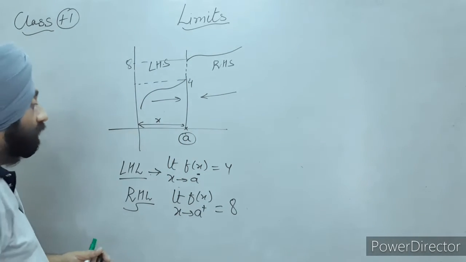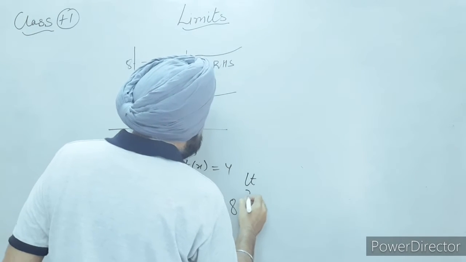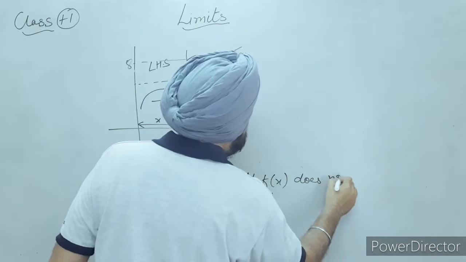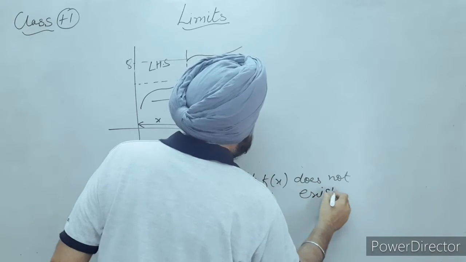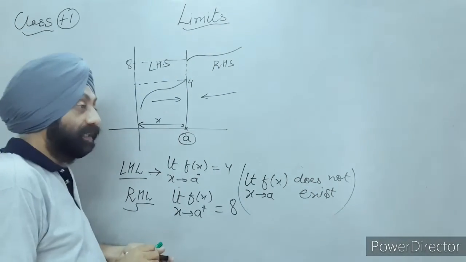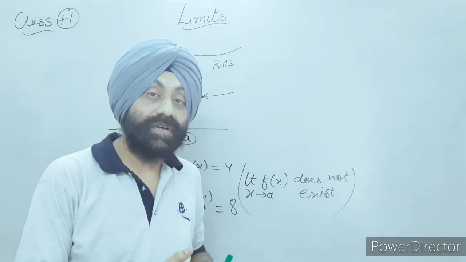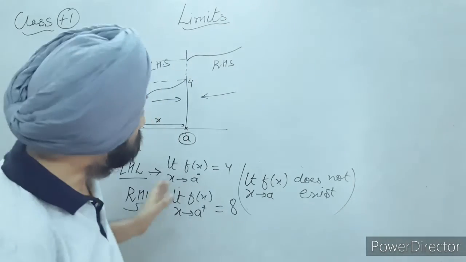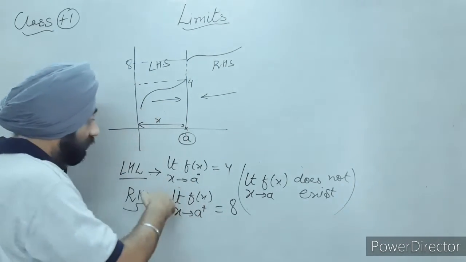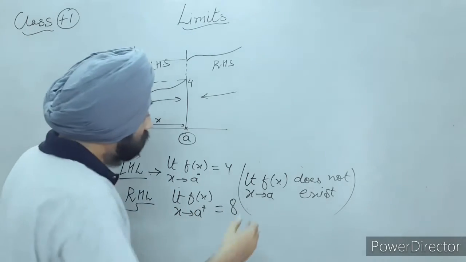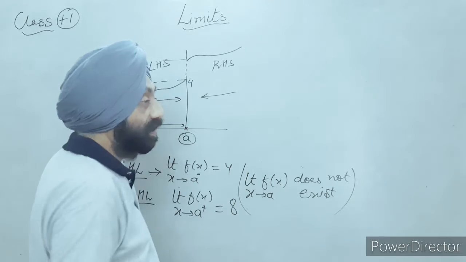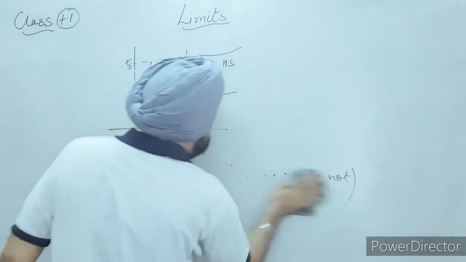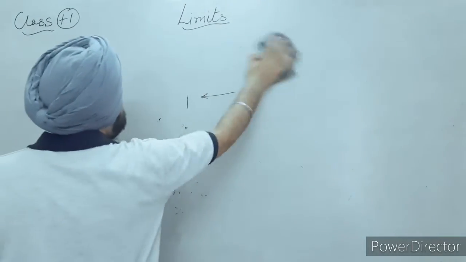Both are not equal. So I will write limit as x approaches a of the function f(x) does not exist. It does not exist. This is the basic of the concept of limits. How to find the limit, this we will discuss later on. But mathematically, what is limit? How to find the left hand, how to find the right hand, or whether the limit exists or not, how to decide about this, I'll just explain in brief. Now we will do a few questions based on this concept, then the concept will be very clear.